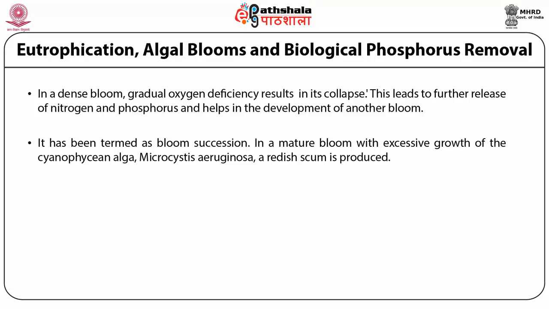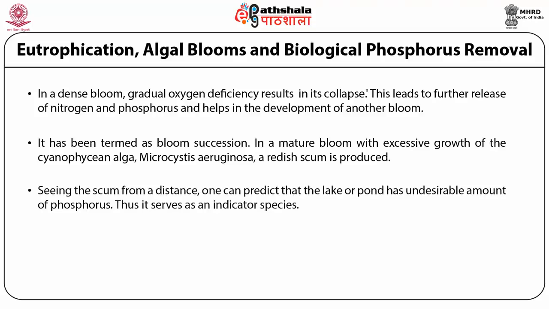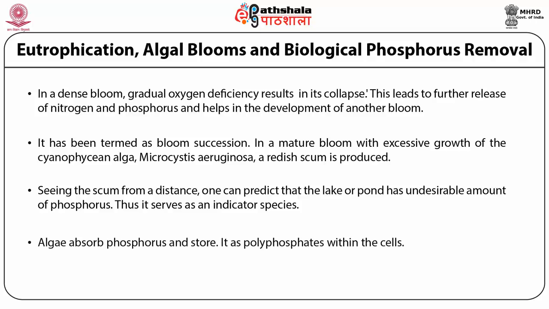In a mature bloom with excessive growth of the cyanophycean alga Microcystis aeruginosa, a reddish scum is produced. Seeing the scum from a distance, one can predict that the lake or pond has an undesirable amount of phosphorus. Thus, it serves as an indicator species. In coastal areas, the so-called brown tide is caused by a golden-brown alga called Aureococcus. Algae absorb phosphorus and store it as polyphosphates within the cells. Phosphorus concentration above 6 ppm favors explosive growth.